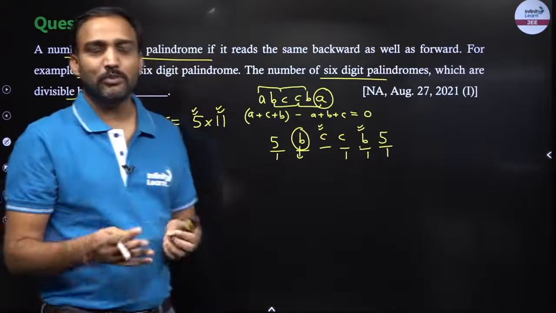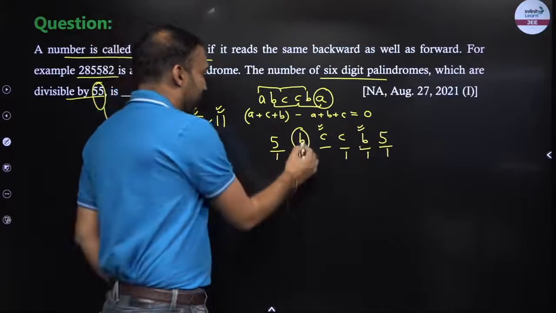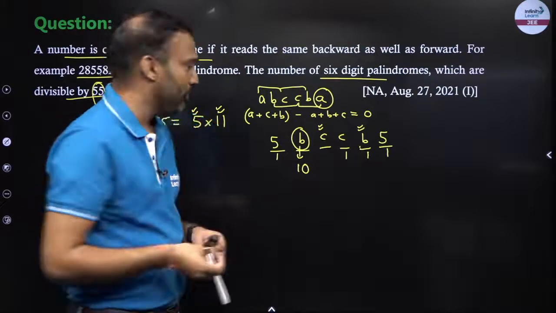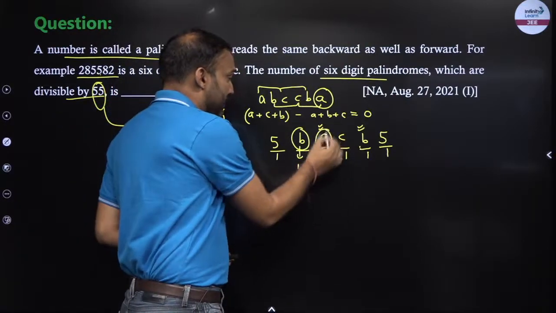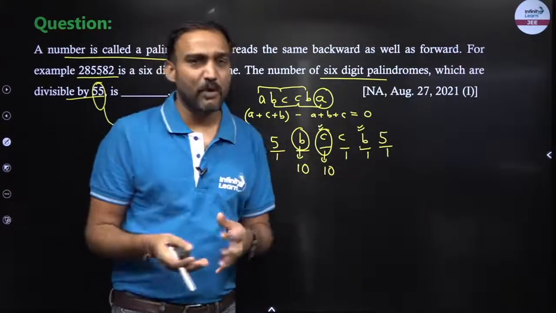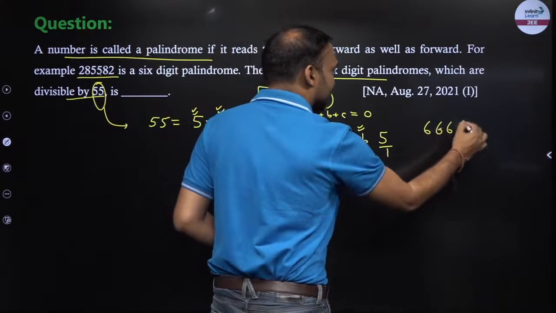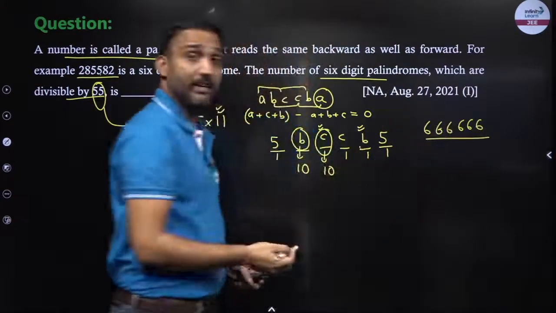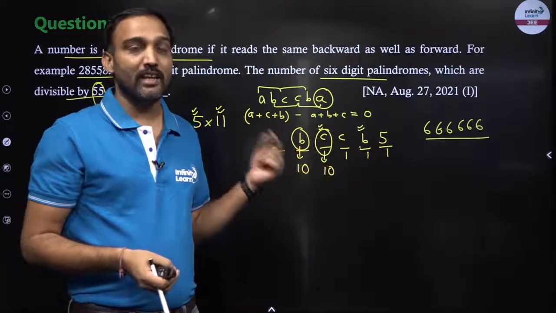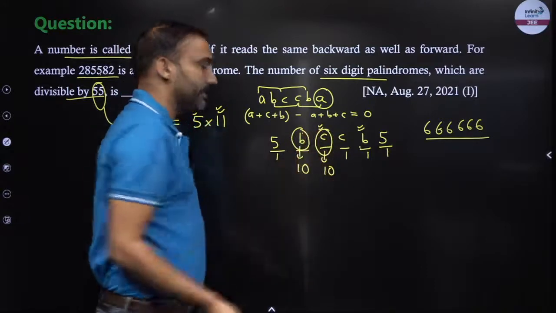Now for B, how many options do I have? I can select any number from 0 to 9. So for B, I have 10 ways available in which I can choose a value for B. Similarly for C, once again, I have 10 ways. Because both B and C either can be the same or they can be different. For example, if I write 6666, this is also a palindrome, because if you read forward or backward, the number reads the same. So over here, if you observe, A, B, C are all the same. So in a palindrome, it is not necessary that these two should be distinct. They can be the same.